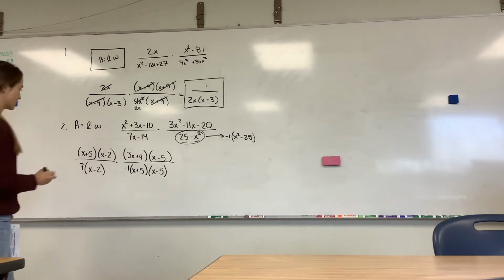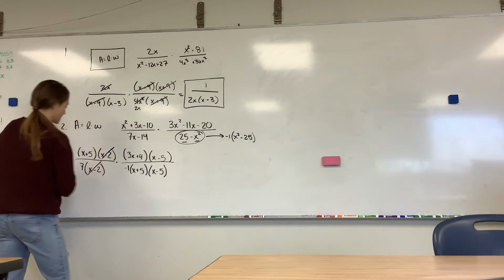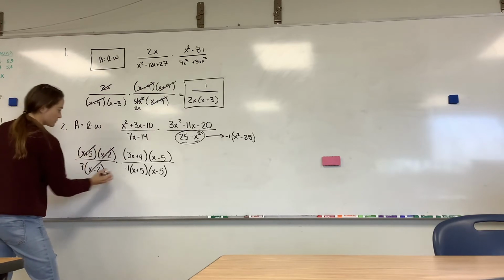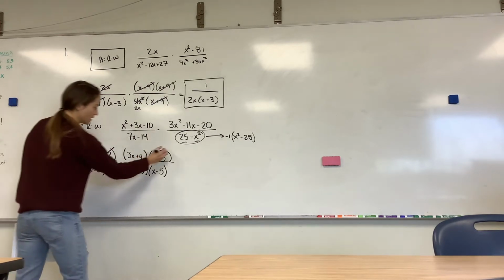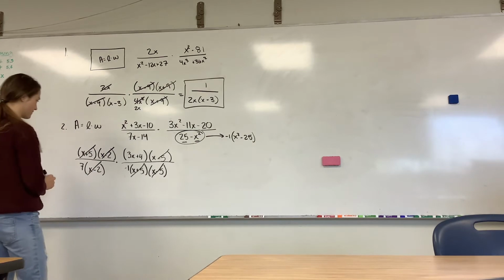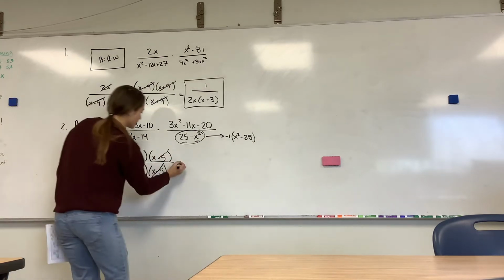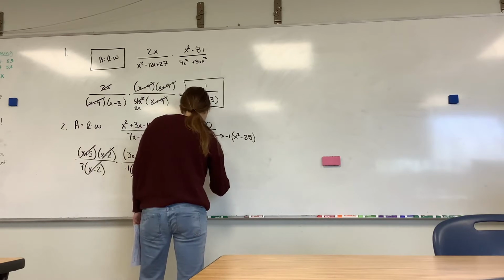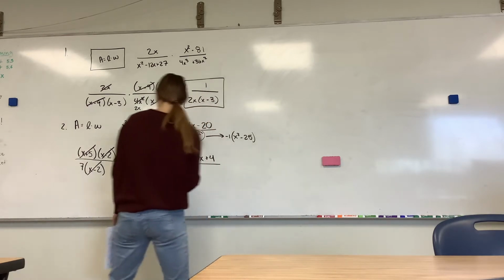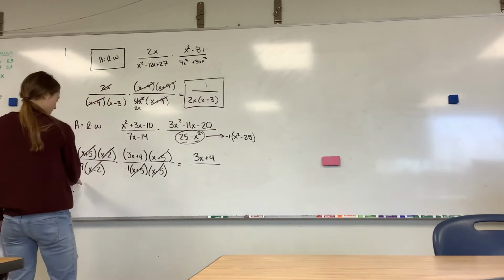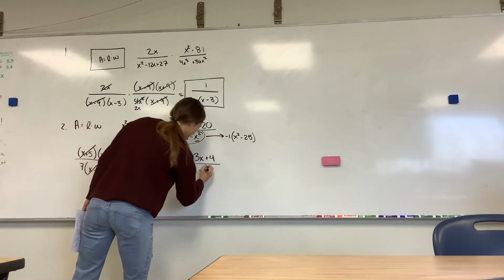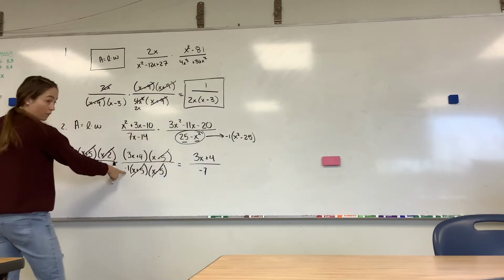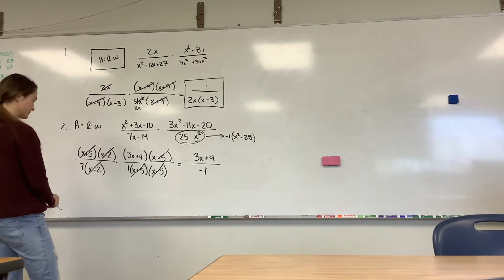Okay, I'm going to start canceling out. This x minus 2 and this x minus 2 go away. X plus 5 goes away. X minus 5 goes away. So on the top, I am left with a 3x plus 4. And on the bottom, I am left with a negative 7. Don't forget this poor little negative 1 here.